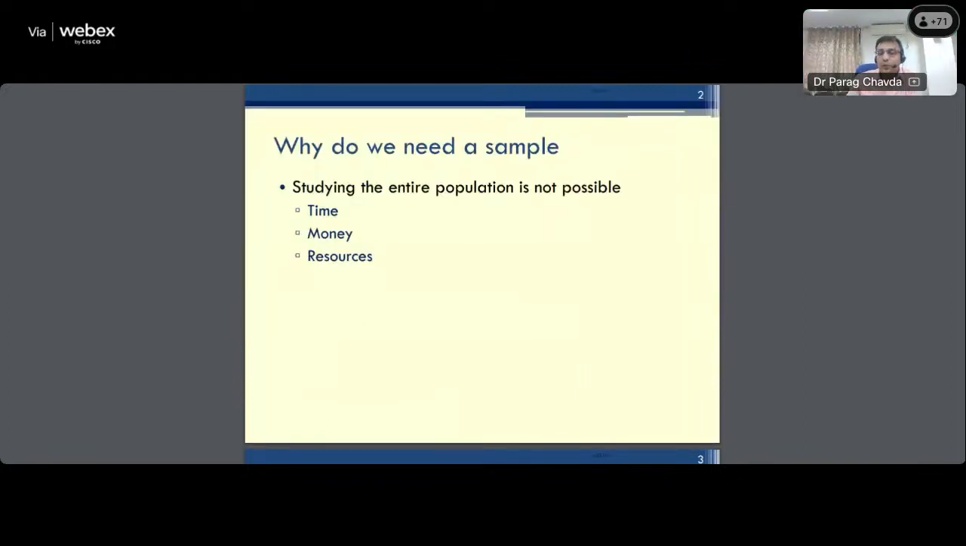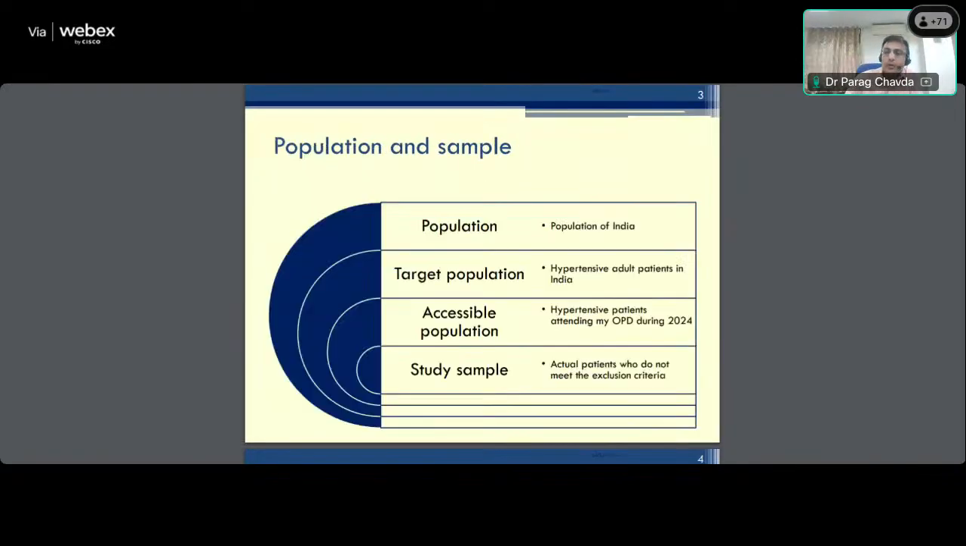Just conceptual clarity, why do we need a sample is because taking the entire population is neither needed nor is it possible. So both ways, necessity is also not there, neither is it feasible, because it requires a lot of time, money, and resources. These are some of the concepts that all of us need to know, and that would help us answer the MCQs as well as for background understanding.